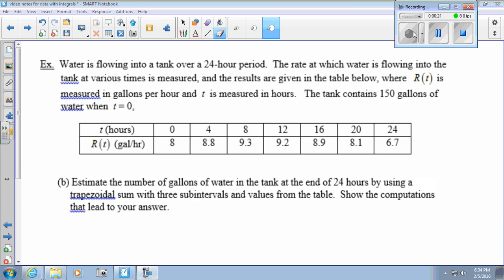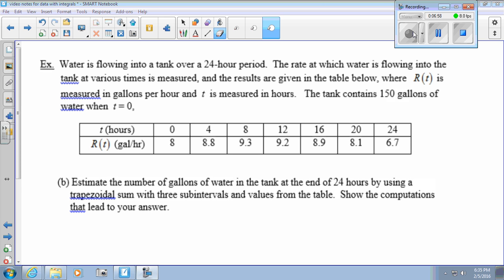So with a trapezoidal sum, 3 subintervals, I'm still looking at the interval from 0 to 8, from 8 to 16, and from 16 to 24. And remember, the area formula for a trapezoid is 1/2 times base 1 plus base 2 times the height. And the height is going to be like the width of our interval, because the trapezoids are actually sideways. Okay, so our height is the difference in our interval.